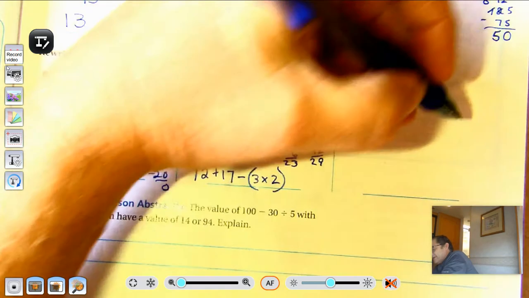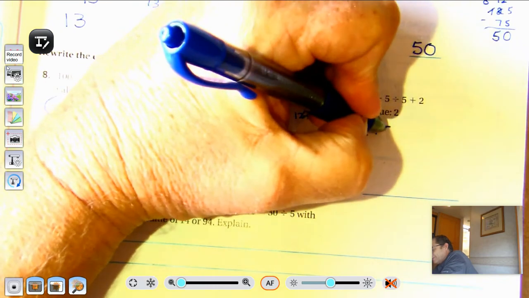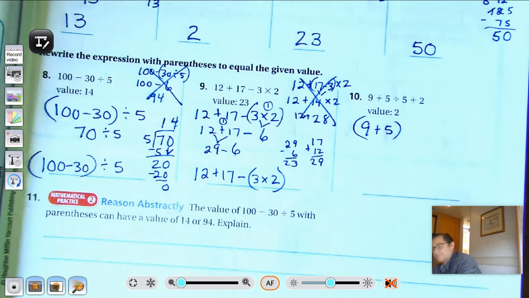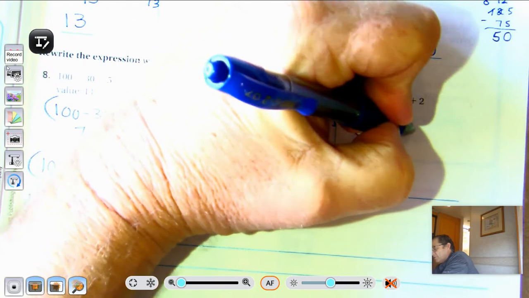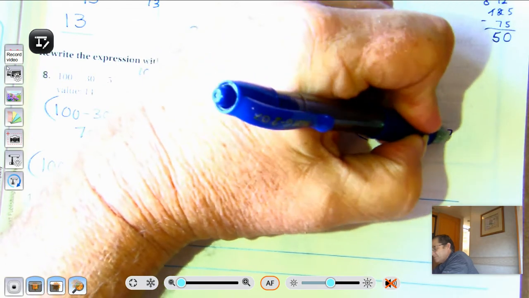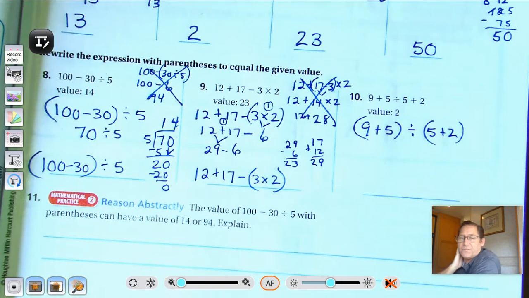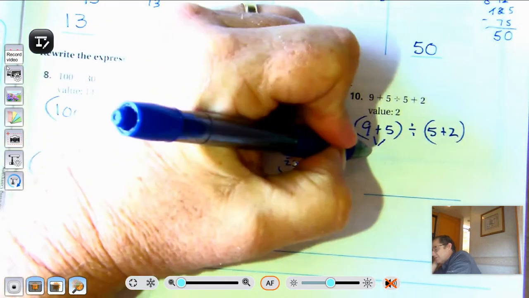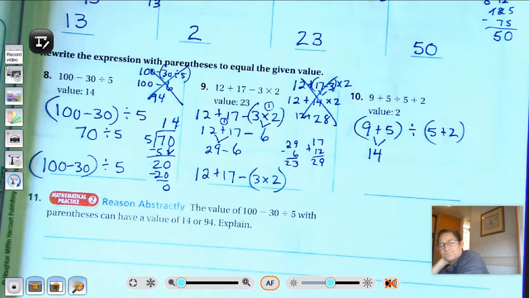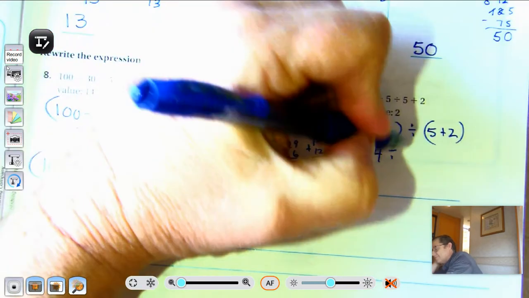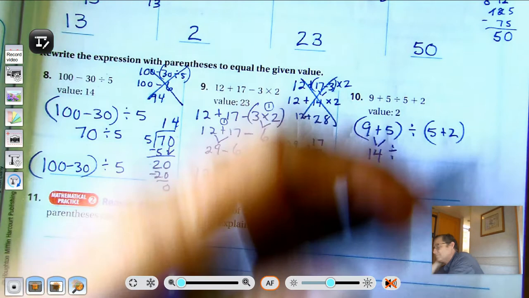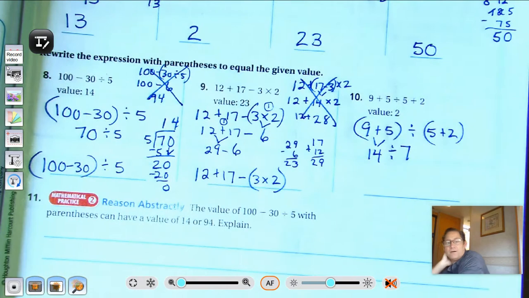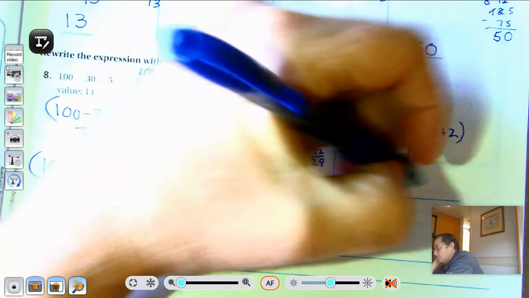So I'm thinking that I probably have to have 2 parentheses. I'm going to want to add first. I'm going to add both of those first and then divide. I might be wrong, but I'm thinking that's right. 9 and 5, that's 14, right? Divide by what's 5 plus 2? 7. All right, 14 divided by 7. Yes, that's 2, right?